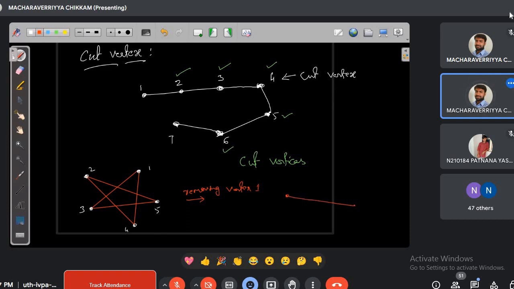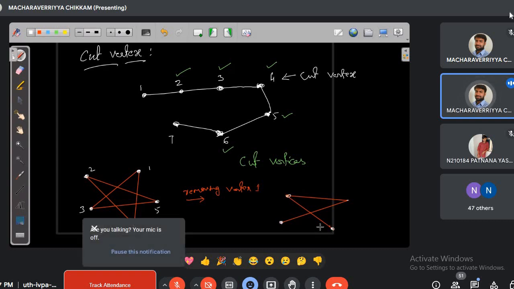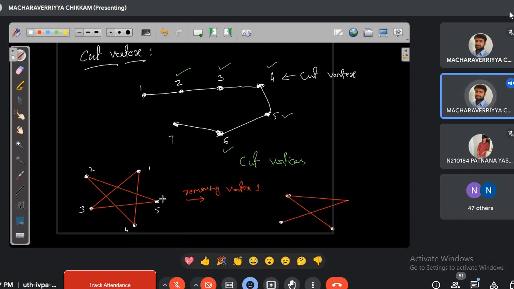From 2 to 3, there is an edge. From 2 to 5, there is an edge. Then to 3, and then to 1 we don't write, because we need to remove all the incident edges to 1. So this is the graph we get by the removal of 1. But it is connected. So this graph does not have any cut vertex. So I can say that there is no cut vertex in this graph.